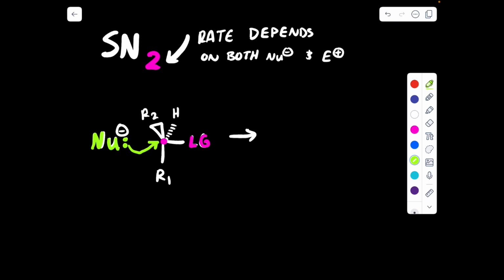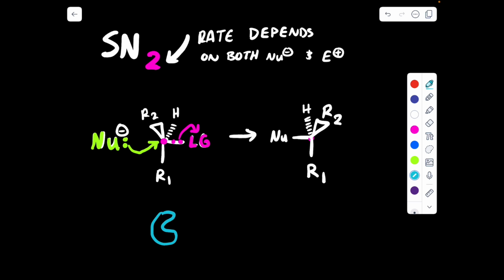And since you cannot break the octet rule, every 2 in on a neutral carbon must be reciprocated with a 2 out. So what happens is the nucleophile comes in and will now be attached to the pink carbon. And the stereochemistry flips. So R2 will move from the left-hand side of the original substrate in the starting material to the right-hand side. You can think of this as an umbrella flipping inside out.